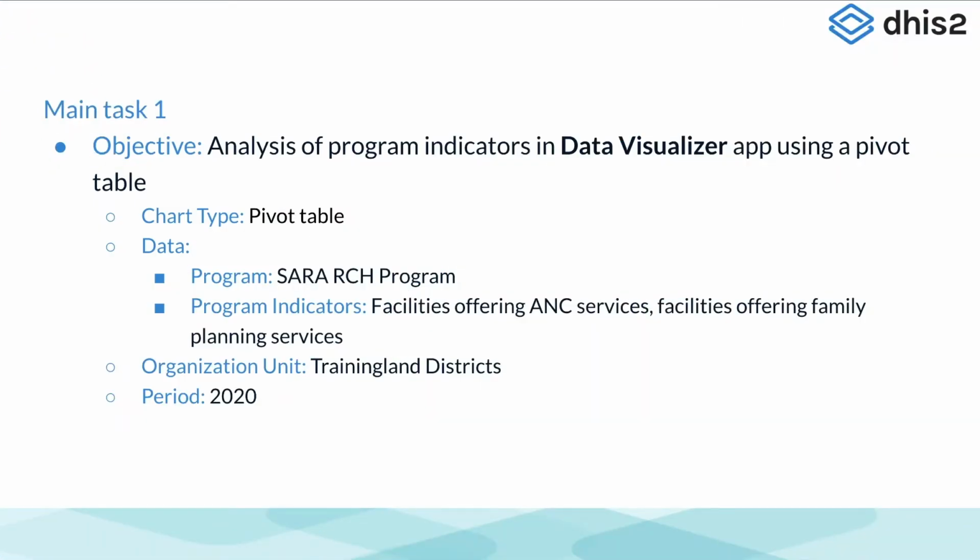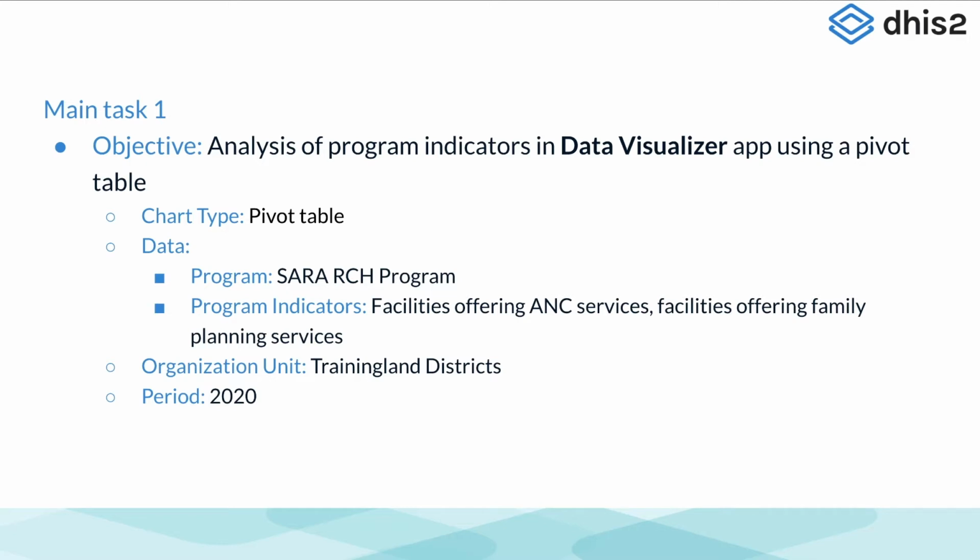Let's move ahead with a demonstration of how these tools can be put into action for the joint analysis of event and aggregate data. For the first example, we want to review two program indicators in the same table: the number of facilities offering antenatal care services and the number of facilities offering family planning services.